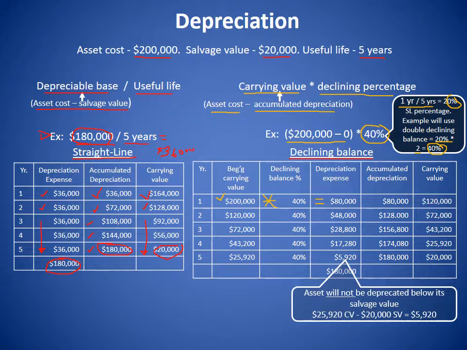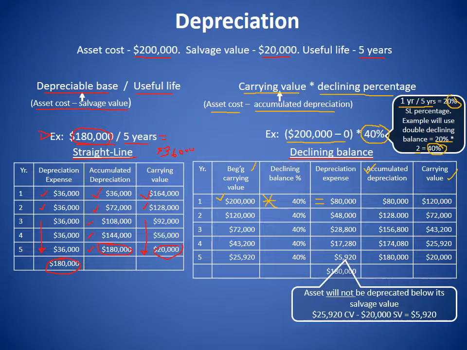Therefore, if I started out with 0 accumulated depreciation and I add $80,000 worth of depreciation to it, that means now my accumulated depreciation at the end of year 1 will be $80,000. If I want to calculate my carrying value, it's simply my asset cost minus my accumulated depreciation. That ends up with my ending carrying value of $120,000. Let's try year number 2 now.